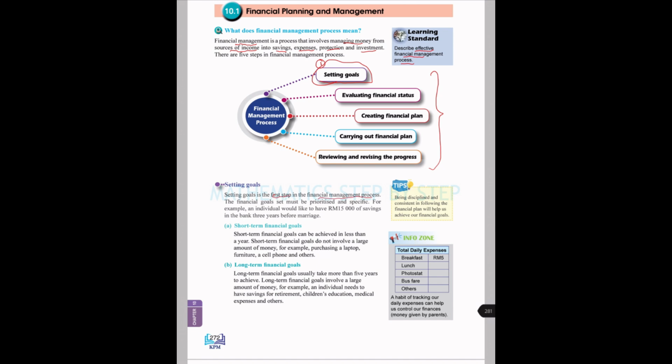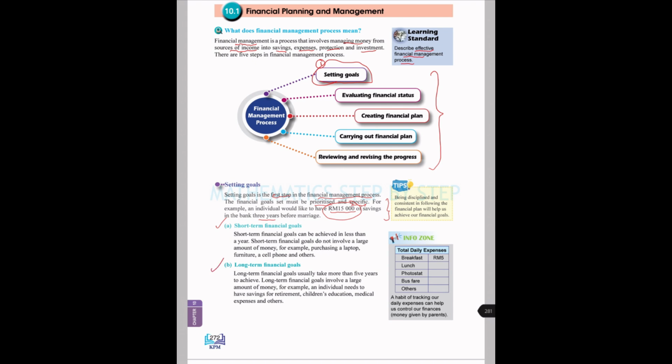Okay, so the financial goals set must be prioritized and specific. For example, an individual would like to have 15,000 of savings in the bank 3 years before marriage. Okay, so we can see that this example of a goal is very specific. Okay, so there are 2 types of goals. First one is short-term financial goal. Second one is long-term financial goal.